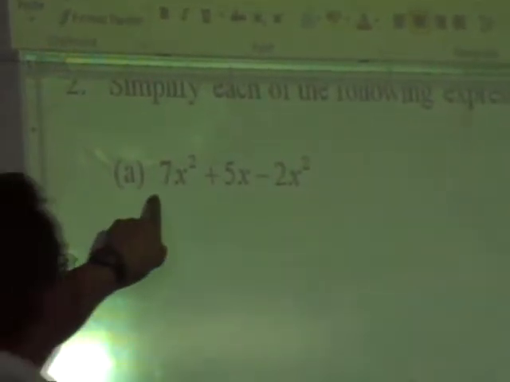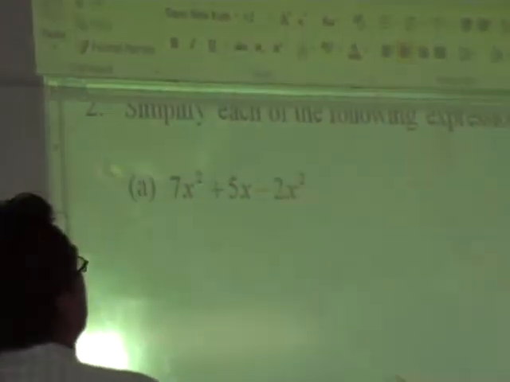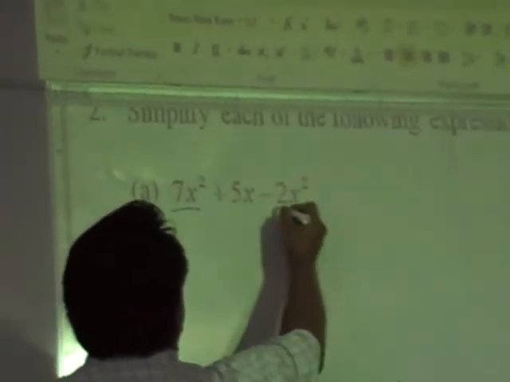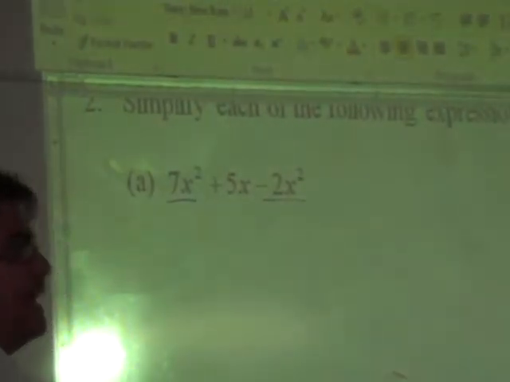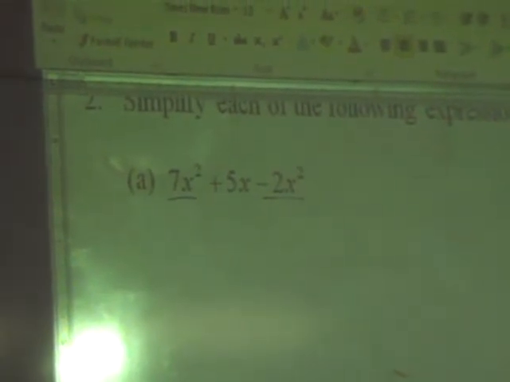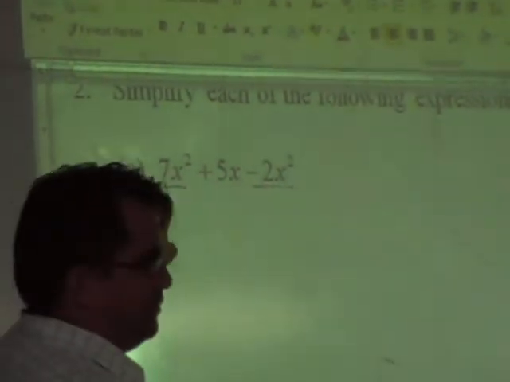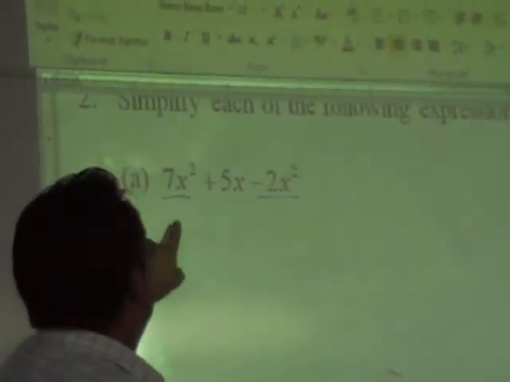So in this case, we have three terms, 1, 2, 3. Any like terms? Yeah, 7x squared and negative 2x squared. Those are like terms. And we usually write expressions starting with the highest power of x. If you don't do it like that, it's no big deal. You have full credit if you have your terms correctly. But this is the usual way.